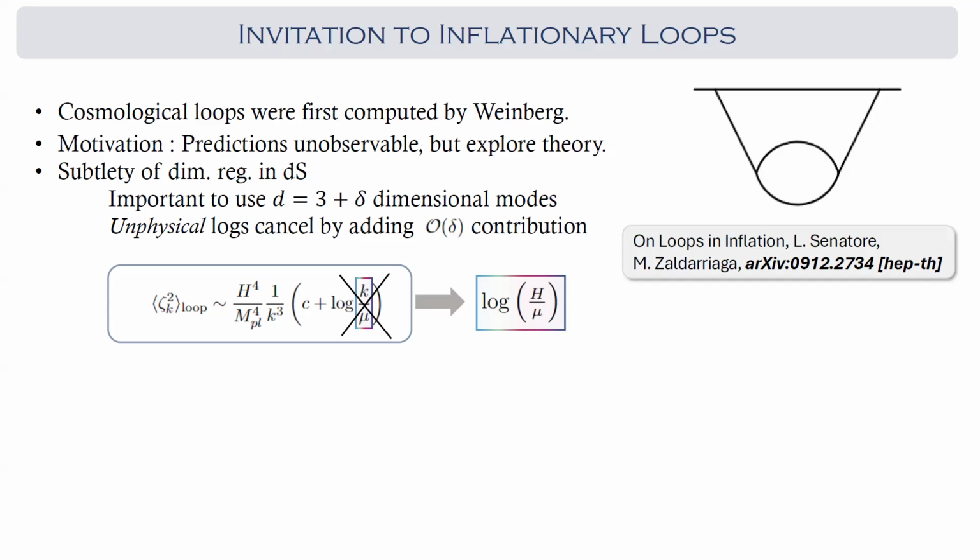And these are just some expectations that there's something wrong that happened in the calculation. At the end of the day, if you consistently perform a computation, you get what you get. And that's what was done by these people. And they saw that if you actually account for the order delta contributions, that was not done in Weinberg's work, he just used d-dimensional modes. If you account for the order delta contribution, then this unphysical log will cancel. It will turn into a log H by mu. Now this is a sensible result because it's a ratio of two physical scales.